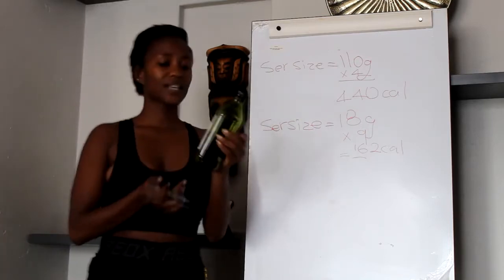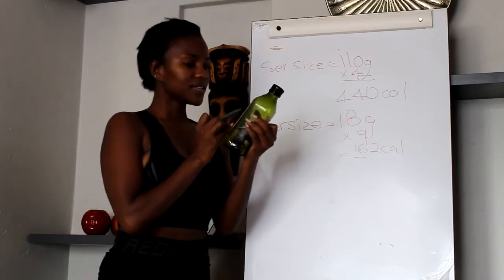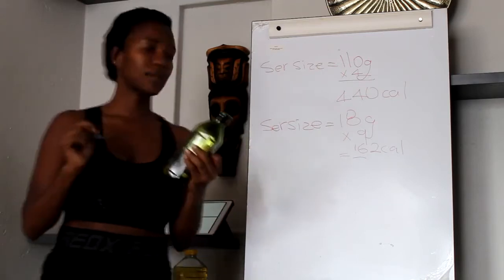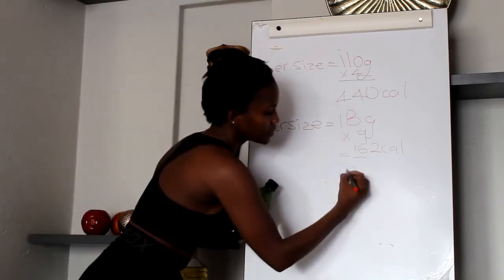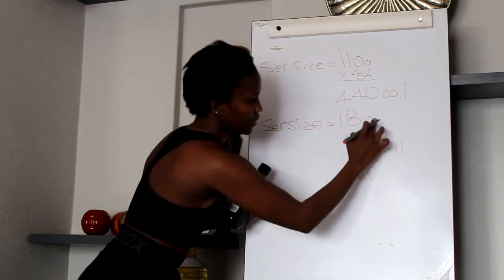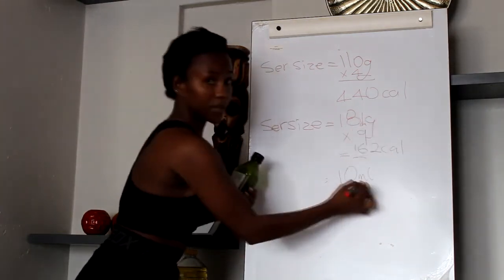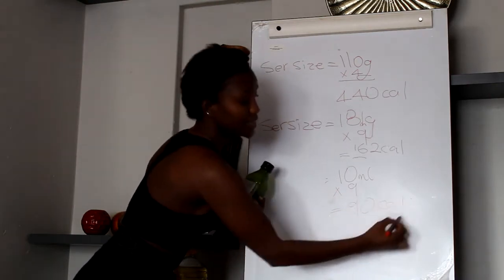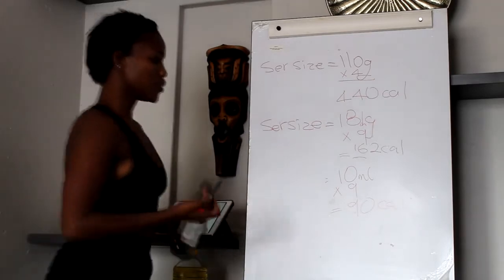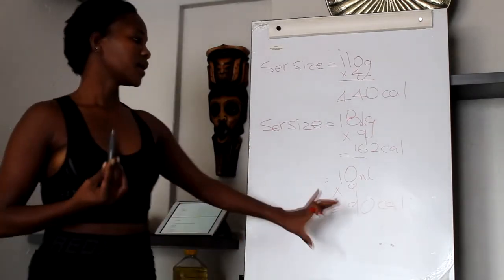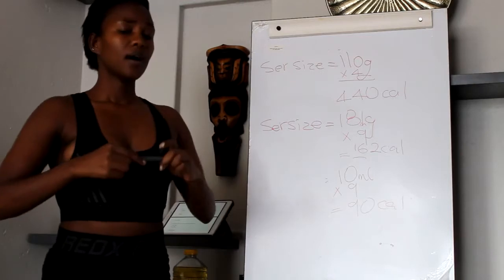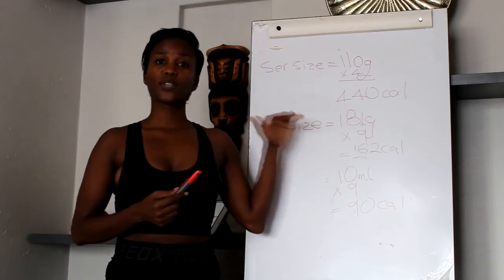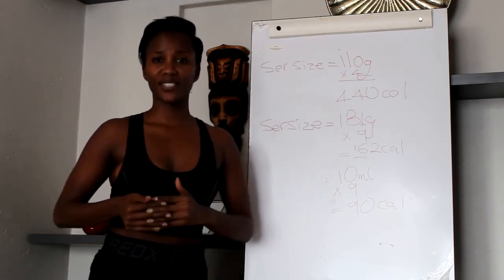This one you can also use in salads or for cooking. It says here that a single serving is 10 mils, which is around 1 tablespoon. So if we have 10 mils, multiplied by 9, that gives you only 90 calories. So you're getting a healthier oil, and you're also getting fewer calories. But sometimes the budget does not allow us to get olive oil. You can just get the normal sunflower oil. Just be careful how you use it.